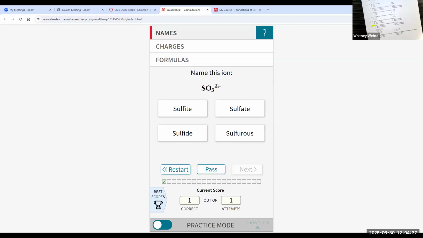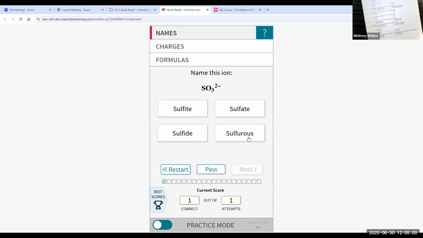So SO3 2-, this is a sulfur with oxygen, so it's something with an -ate or -ite. So I'll tell you now, it's not going to be sulfide, because sulfide is just S. If it's an element by itself with -ide, it's just going to be an element ion. So it can't be sulfide. So we have sulfite, sulfate, and sulfurous.